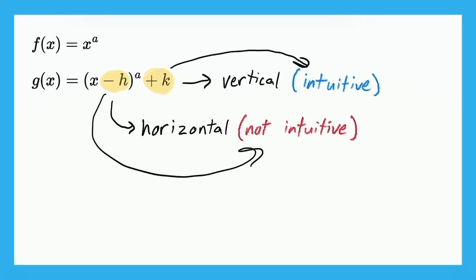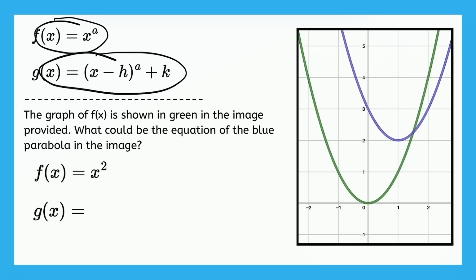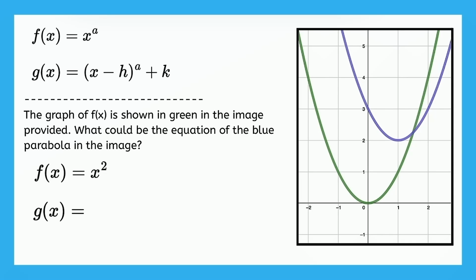Now let's do some actual examples. All right, so just to help us through these questions, I decided to put our core function and our formula for shifting functions on the screen here. All right, they say the graph of f of x is shown in green in the image provided. Okay, so f of x is x squared.